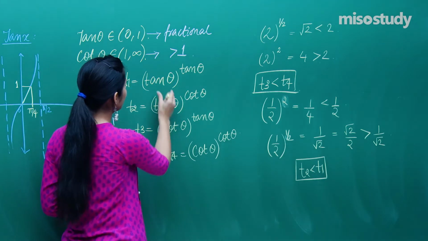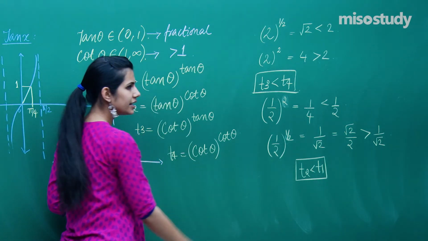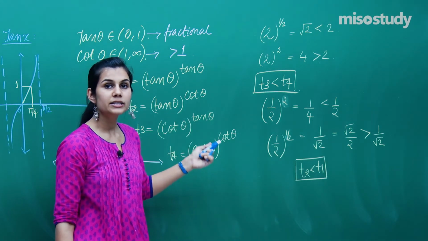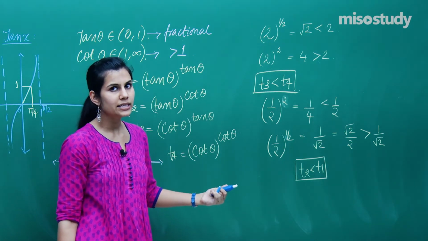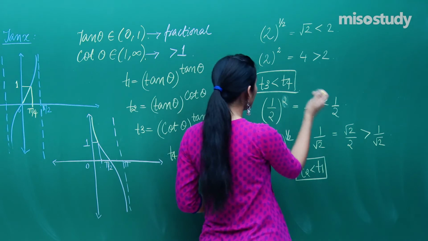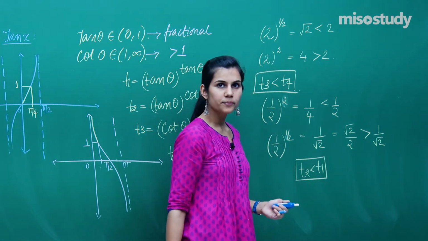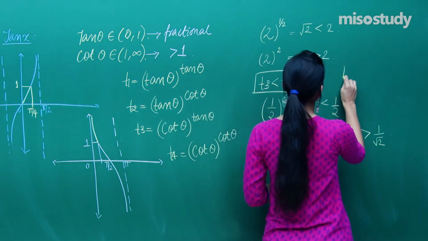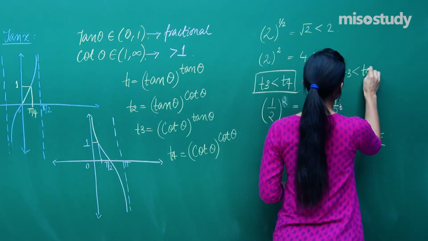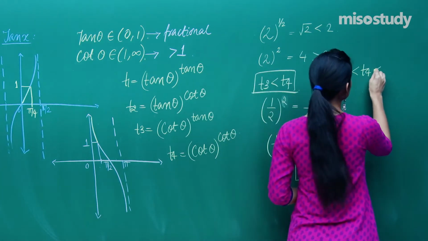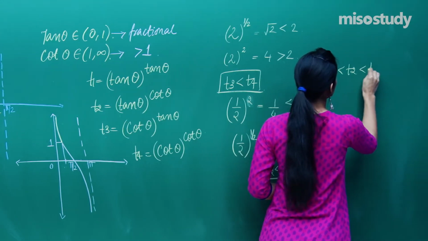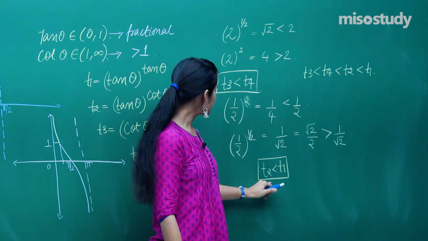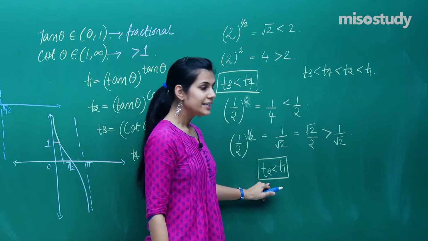Here the base is fractional, here the base is a number greater than 1. So numbers with a fractional base are less than numbers with a base greater than 1. So T3, T4 both are less than T1, T2. That means what? How can I write it? T3 is less than T4, T4 is less than T2, and T2 is less than T1.